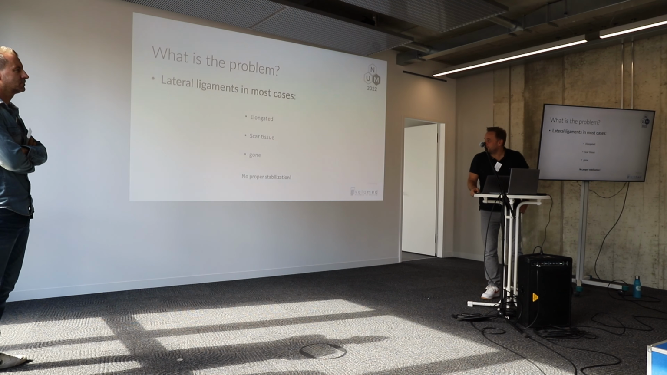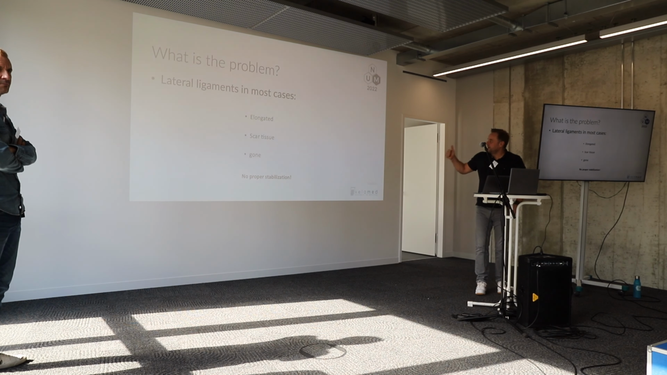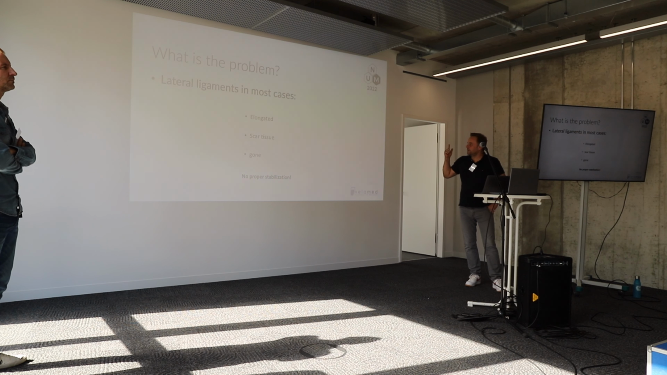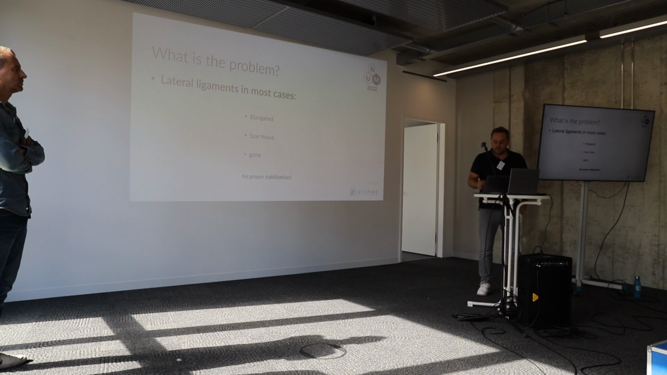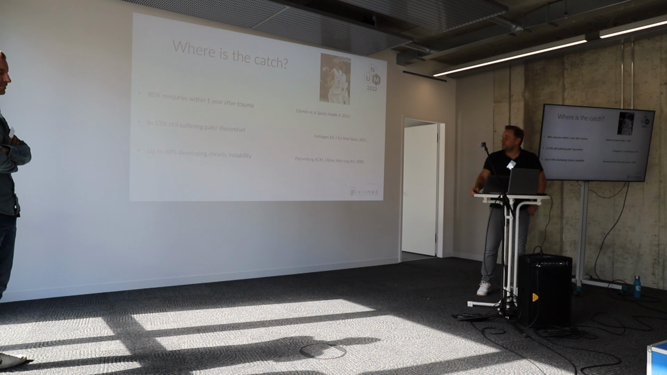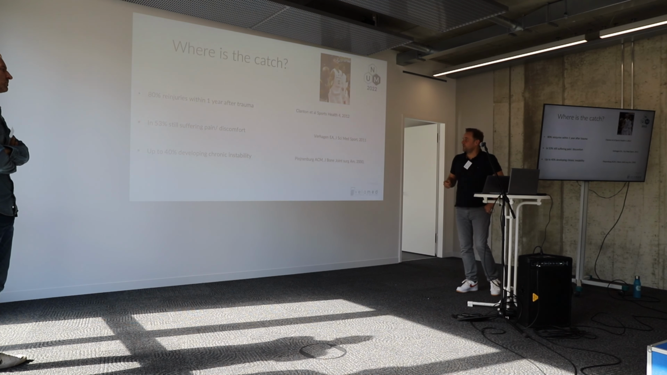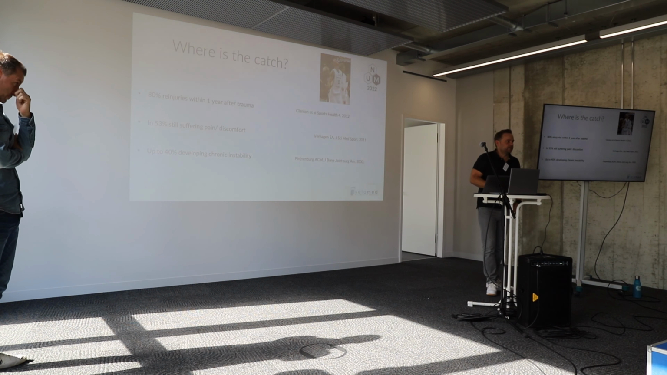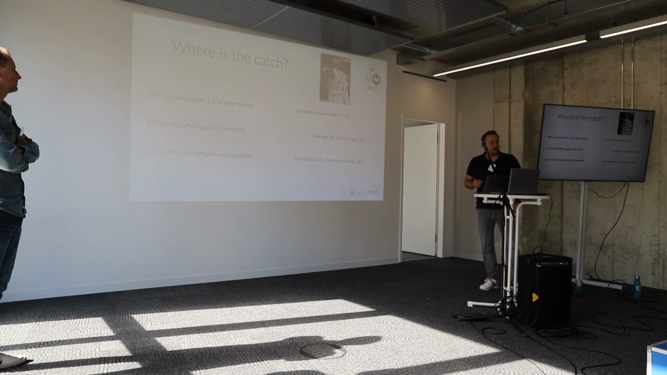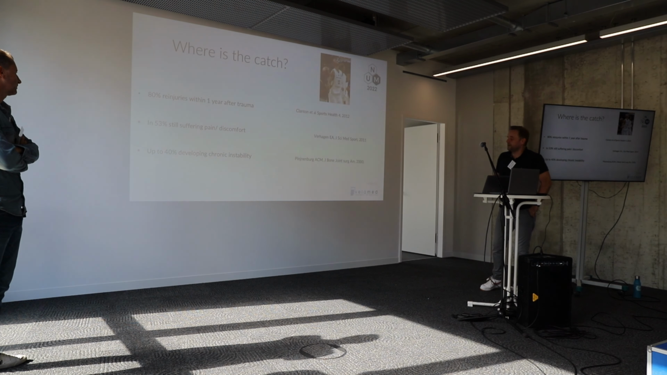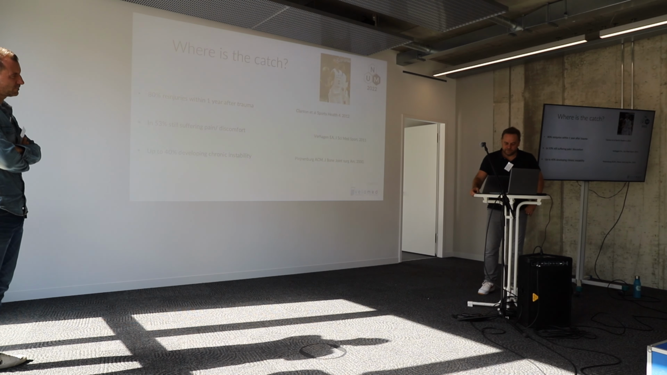So what is the problem in ligaments in most cases when they have re-injuries? Either they are elongated, scar tissue, or gone, so you don't have any kind of proper stabilization of the ankle. So where's the catch? The problem is that we have a huge amount of re-injury within 1 year after trauma. More than 50% of all the athletes are still suffering pain or discomfort, and up to 40% are developing chronic instability of the ankle, which leads in 25% to severe arthritis of the ankle.